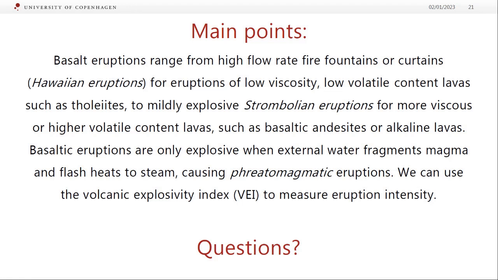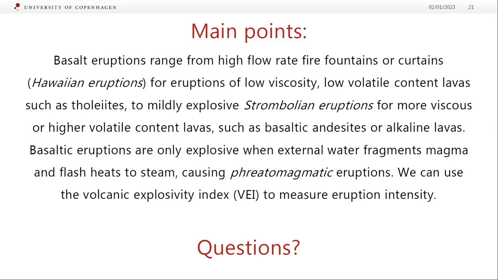Basaltic eruptions are only explosive when we've got a bit of help from external water, and that water can fragment the magma, flash heat to steam, and it drives a phreatomagmatic eruption. And we can use the Volcanic Explosivity Index to measure eruption intensity. Most of these basaltic ones are very low VEI, except for the extreme end of the phreatomagmatic ones. Does anyone have any questions about that section?